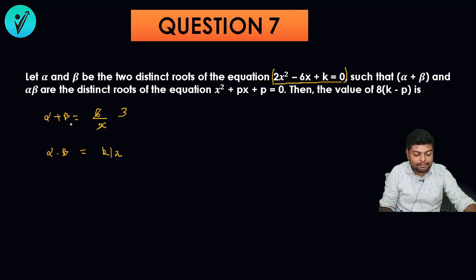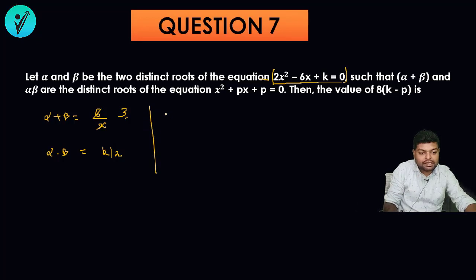Now these alpha plus beta and alpha beta are the roots of this equation. Or we can say that the roots of this equation are 3 and k by 2. Again, using the same relation, sum of the roots will be what? It will be 3 plus k by 2. Sum of the roots 3 plus k by 2 should be equal to minus b by a. And product of the roots means 3k by 2 should be equal to p.